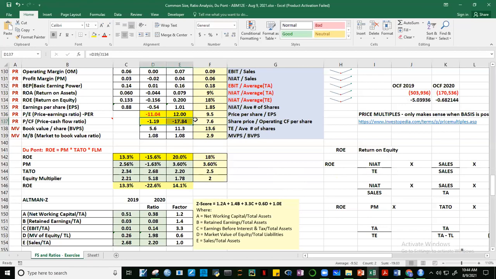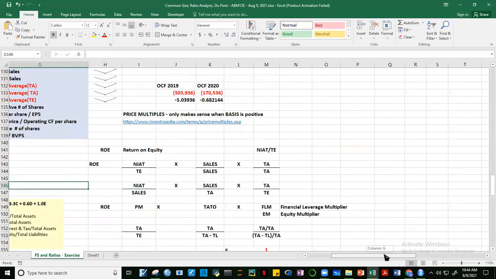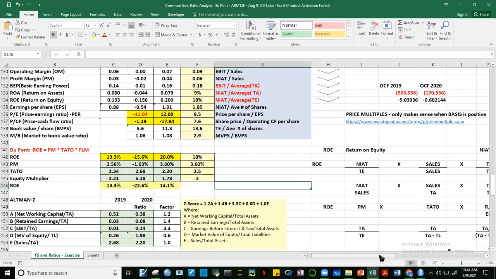So again, this does not make sense, because when the denominator is negative we cannot interpret it, since there's no such thing as a negative price. This is only interpretable, as I said, when the basis is positive.